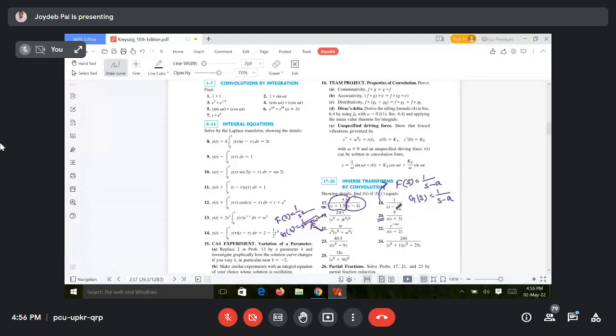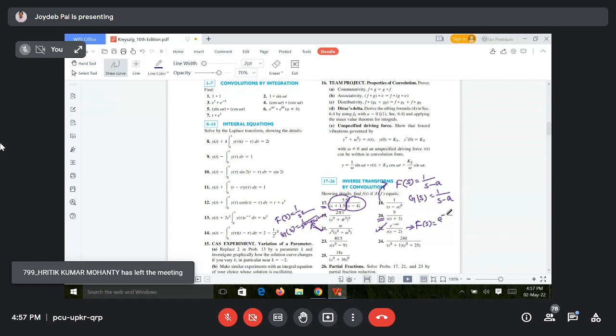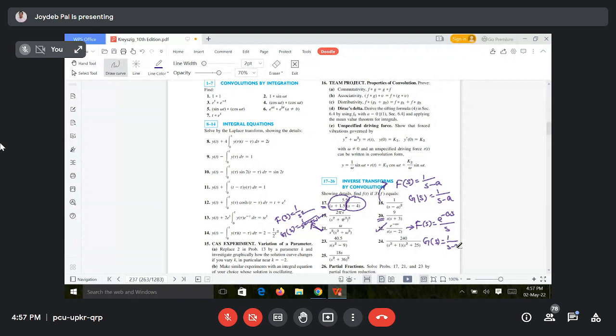Take 1 by s and 9 by s plus 3, or you can take 9 by s and 1 by s plus 3. For 22, there are actually 1 by s or e to the power minus as by s, that also you can take. Convolution can be represented in two or three ways. For example, F(s) is e to the power minus as divided by s, and G(s) is 1 by s minus 2. Or as you are saying, F(s) is e to the power minus as and G(s) is 1 by s(s minus 2), that will also work.